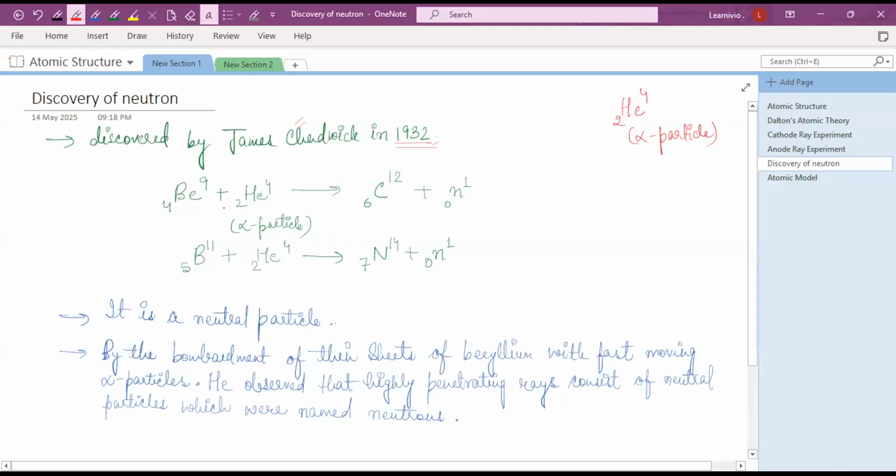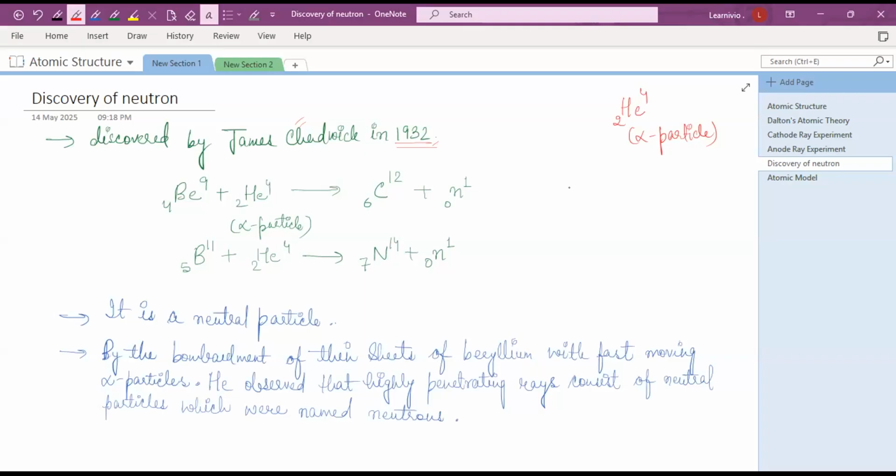When he bombarded beryllium with a stream of alpha particles, he noticed some radiations were produced which are not affected by magnetic or electric field, right? He observed that some radiations were coming out, which are not affected by magnetic and electric field, and these radiations consist of neutral particles because they are chargeless, right?